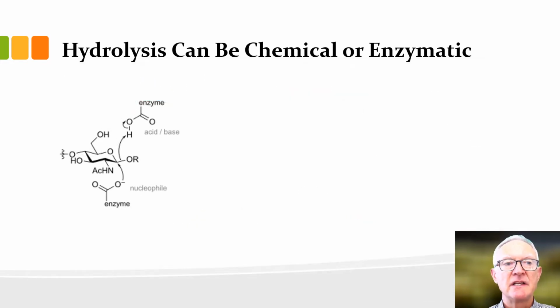Now, I said that hydrolysis can be chemical or enzymatic, so here is an example of enzymatic hydrolysis. First we have the sugar here bound to some other molecule, that's the OR here, right? So that is the conjugation. There's a glycosidic linkage between the sugar and that OR group. Or the glycosidic linkage, I suppose you could say, technically includes the oxygen and it's linked to the R group.